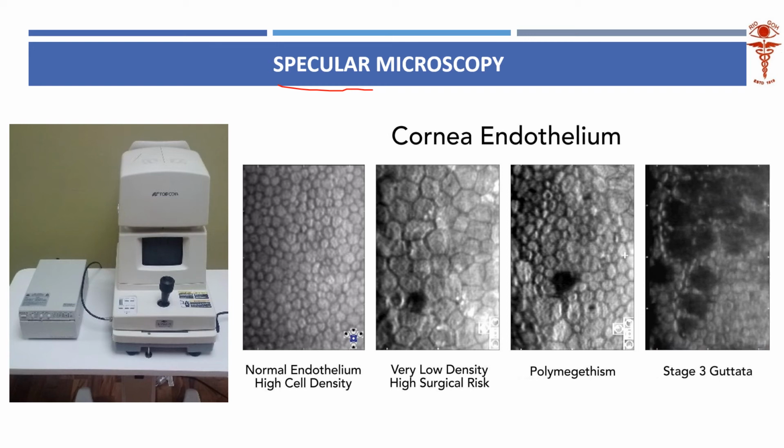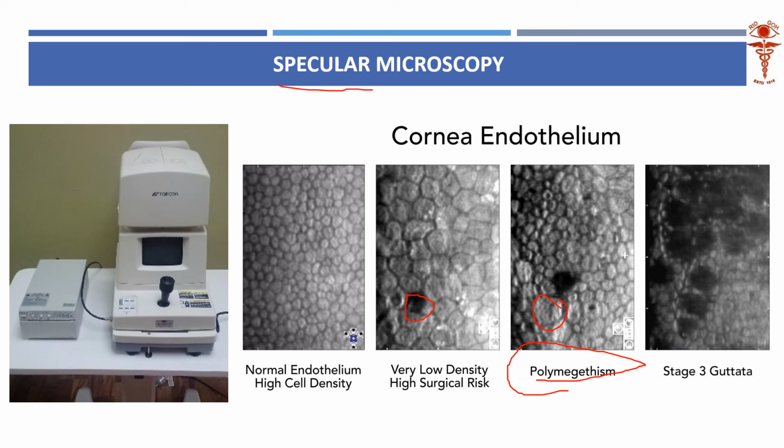The endothelium is very precious. It will never regrow. So if a defect happens, what will happen? The neighboring endothelium will grow up and cover up this defect. See this neighboring endothelium has grown up to cover this defect. This is called polymegathism, where the neighboring endothelium grows up to cover an endothelial defect.